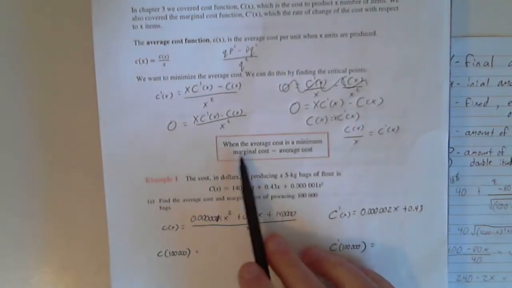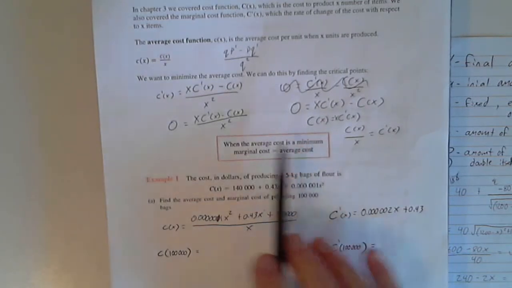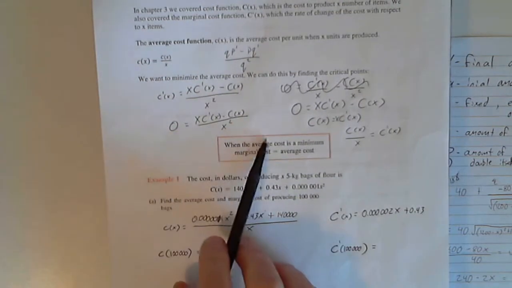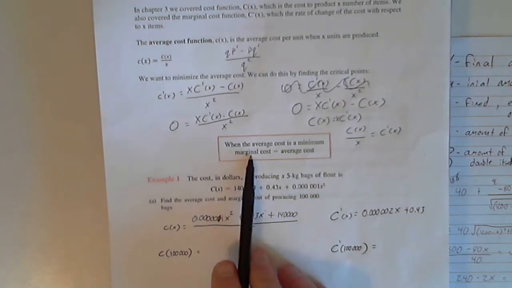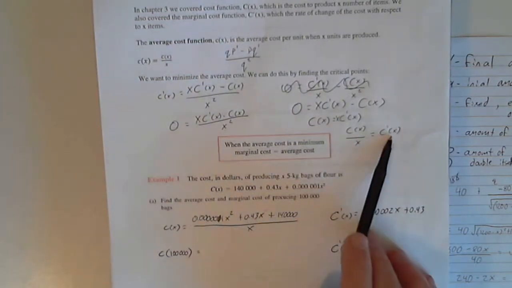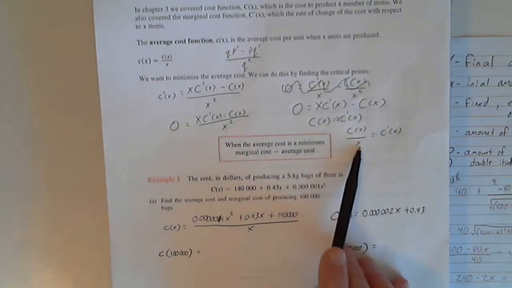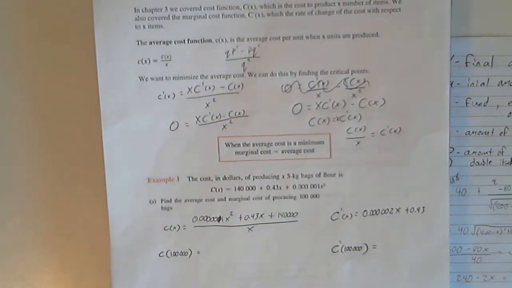When you're trying to find when the average cost is a minimum, you don't actually have to calculate the derivative and find the critical points. You could do this instead. You could jump right to this last formula. You want to find out when the marginal cost, so capital C prime of x, is equal to the average cost, capital C of x divided by x. So you can actually jump right to this formula, and you've already skipped the line a bit.